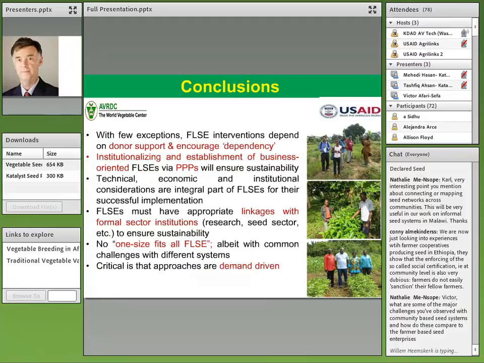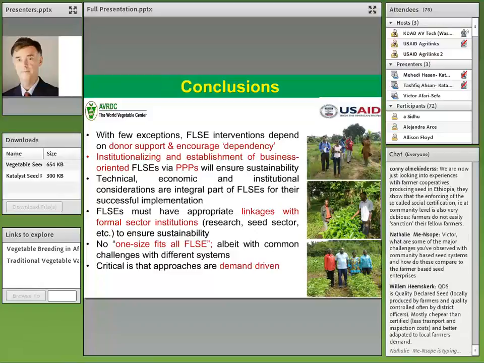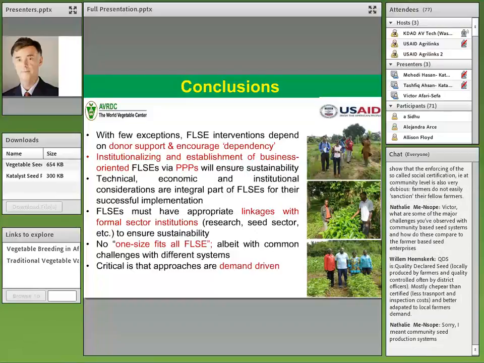And by way of conclusion, I just highlighted a few things and realized that most of these informal seed sectors, particularly the community ones, are donor funded, and of course it encourages dependency. The way to go about this is to try to institutionalize this by encouraging private sector investment where possible. And then, of course, we need to consider all the technical issues related to most of these seed systems to make them also quite sustainable.